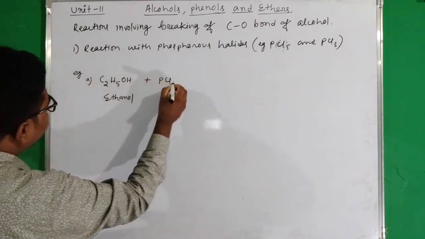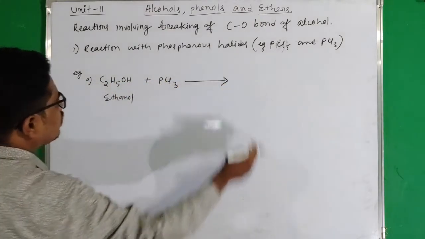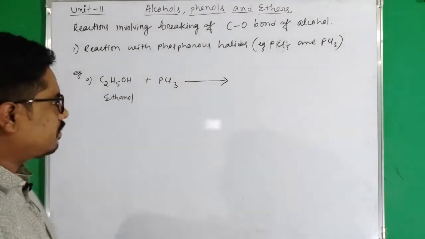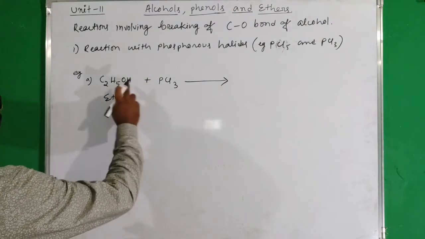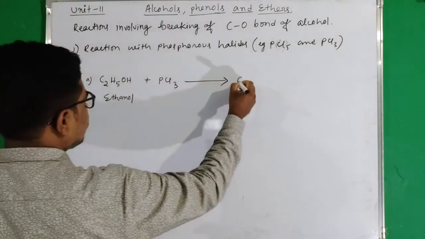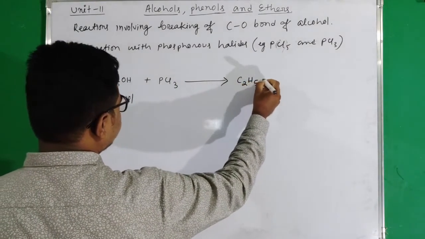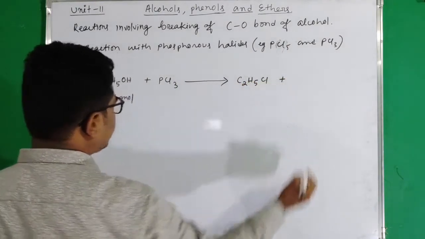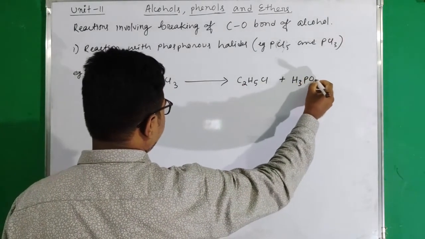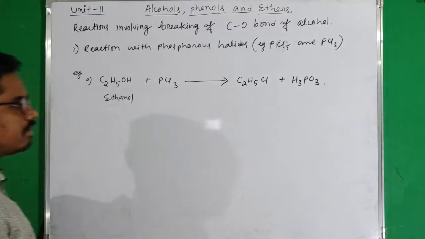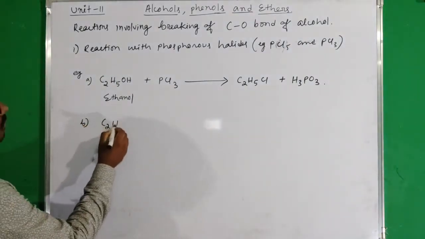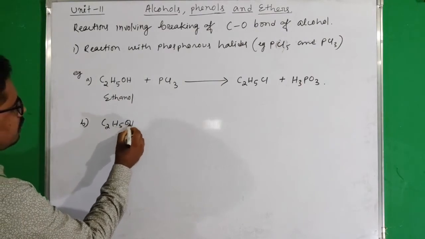When ethanol reacts with PCl3, that means phosphorus trichloride, the OH group is replaced by a chlorine atom to give C2H5Cl, and the side product is H3PO3.